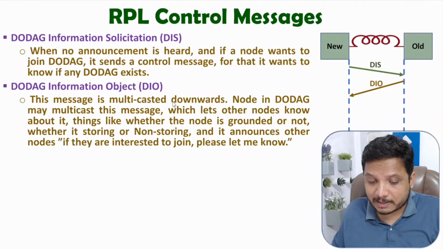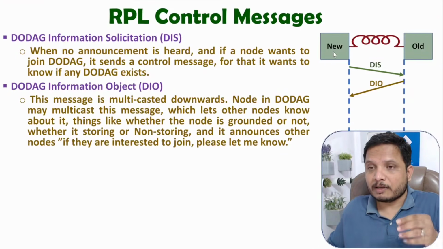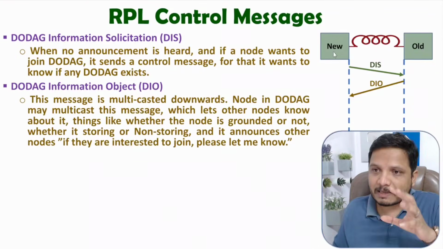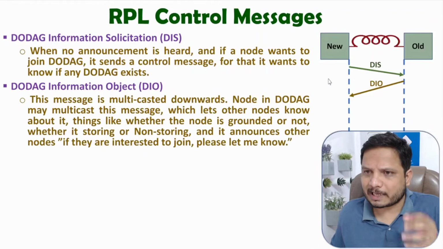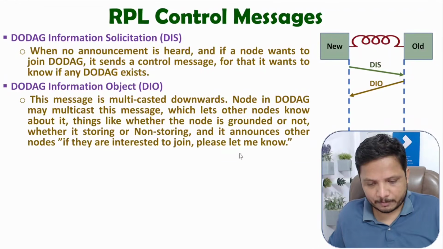So this message can be forwarded by an older node to a new node, and at the beginning of formation, this message can also be used. I will explain how DODAG formation happens in this video itself.